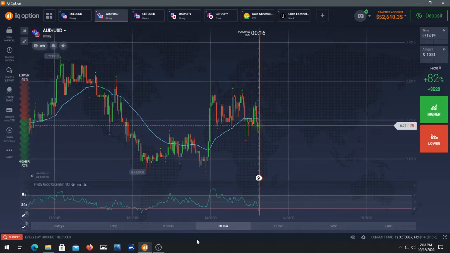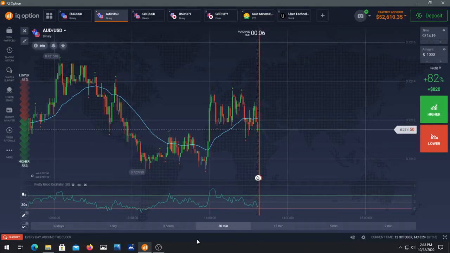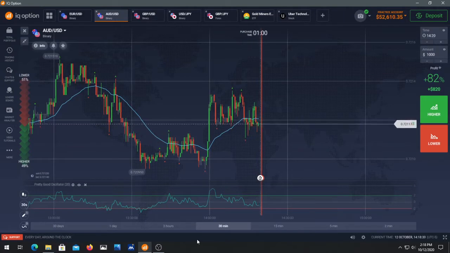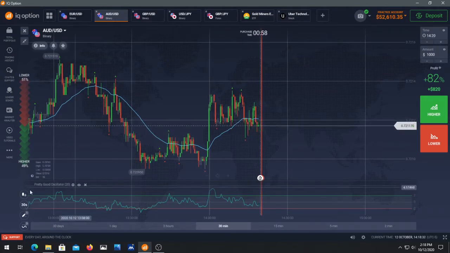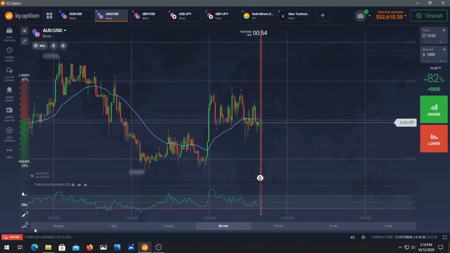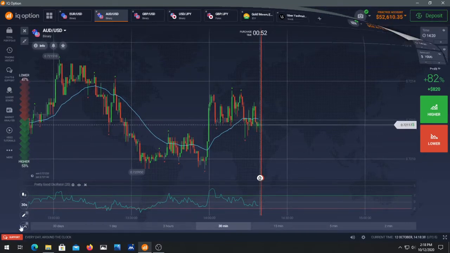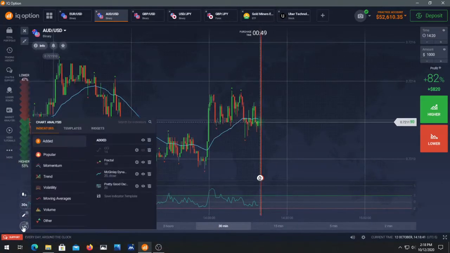Today I'll be exploring a new trading strategy using some new indicators. Well, some of the ones that we have used in the past, but I'll be using two new indicators today along with the fractal. I'll be using the Pretty Good Oscillator and the McGinley. So alright, let me just show you my indicators.